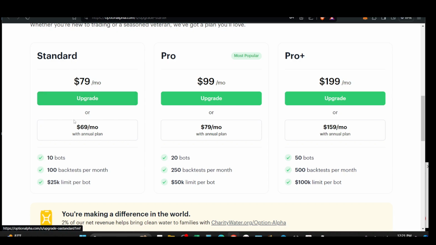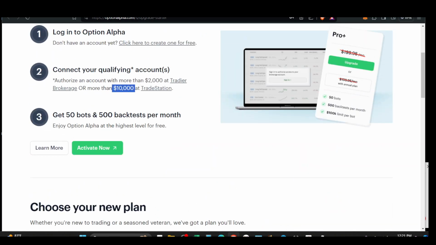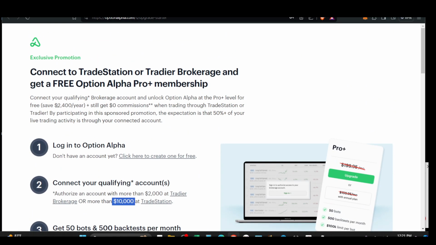Then I'm gonna cancel this standard plan, and then I'm gonna have free Pro, because it says here if you open a TradeStation account with $10,000, then you get free Option Alpha Pro membership.